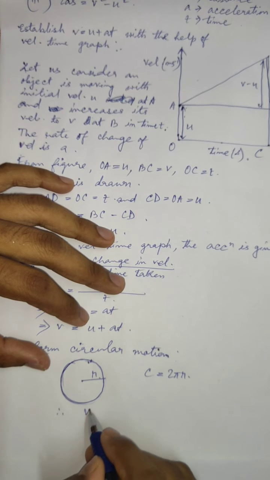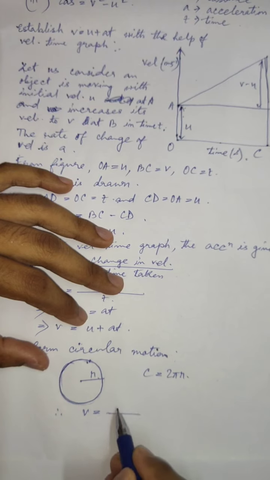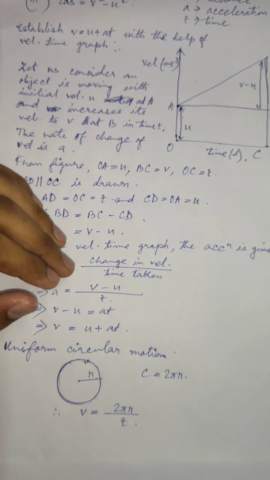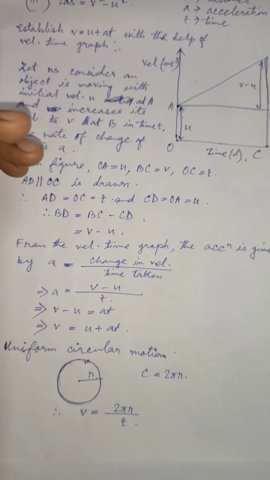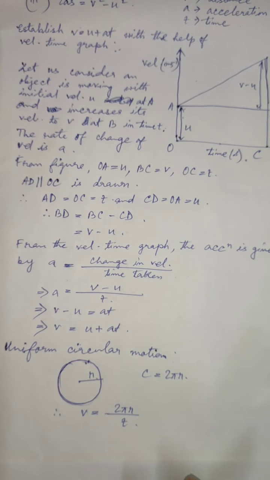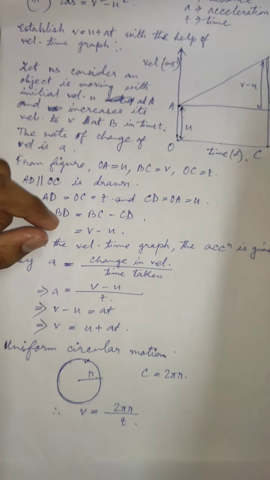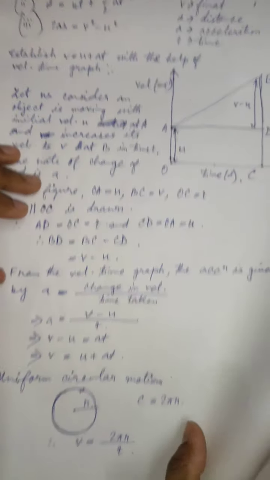Therefore, we already have the equation: speed v equals distance by time. The total distance is 2 pi r and the time is t. This is the mathematical expression for an object moving in a circular path with uniform speed. So this is the case of uniform circular motion. Now I am showing a numerical problem involving the equation.